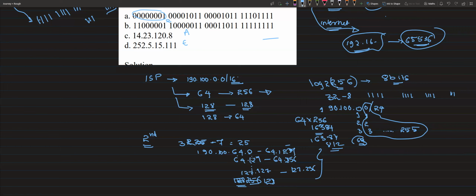So how many numbers were granted? 16, correct? So 2 power 16 we saw. So totally 65,536 addresses are granted. Out of that, when you add everything, we used only 40960. So finally, how many are available? 24,576 will be available. Yes, sir. Got it, right?